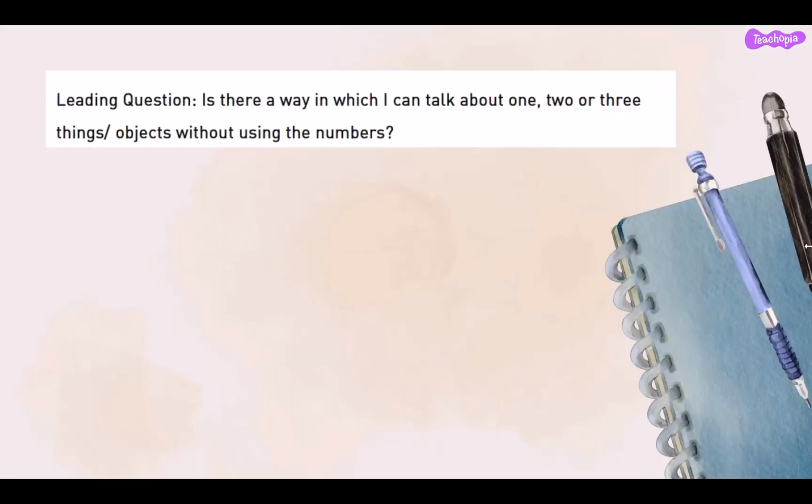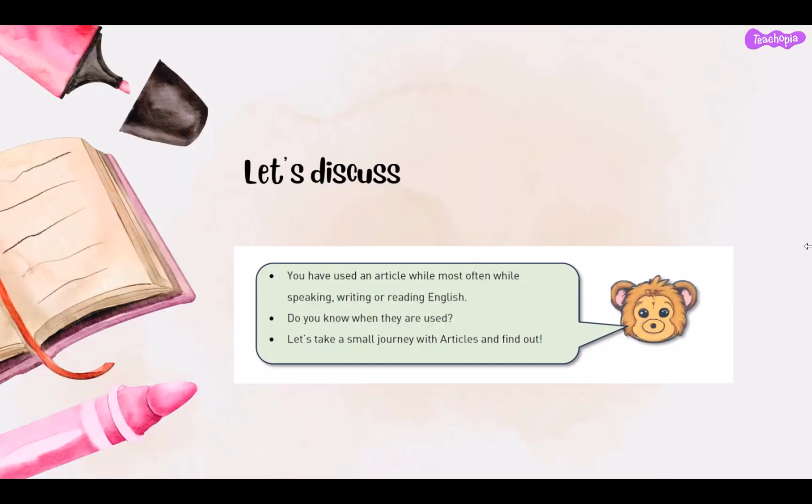You may start the lesson with a leading question. Is there a way in which I can talk about one, two, or three things or objects without using numbers? Get the children to start thinking about this topic by asking them an indirect question and not giving them the direct answer that it is about articles. Tell them that we will be discussing articles, which they have used quite often in speaking, writing, or reading English. And check with them what their prior knowledge is and if they're familiar with articles already.